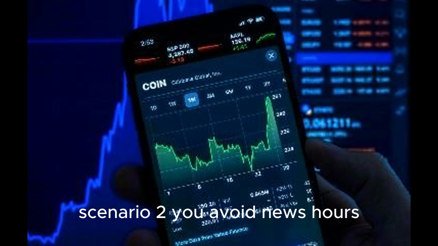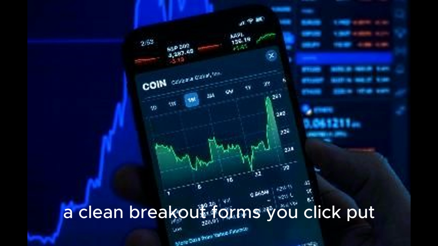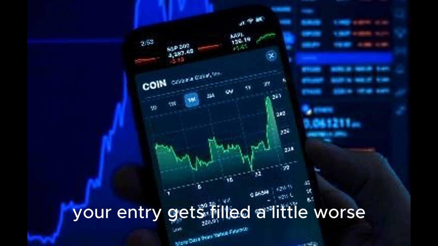Scenario 2. You avoid news hours and trade only range breakouts. A clean breakout forms, you click put or call. The platform shows a tiny delay. Your entry gets filled a little worse.